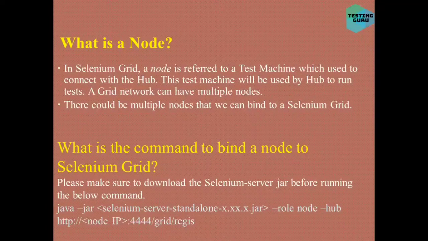Next question, what is the command to bind a node to a Selenium Grid? Make sure to download the Selenium server jar file before running the below command. The command is java -jar selenium-server-standalone with the jar file. And we need to mention the role of the node, then -hub with the port number, that is 4444. So this command is important for Selenium Grid.